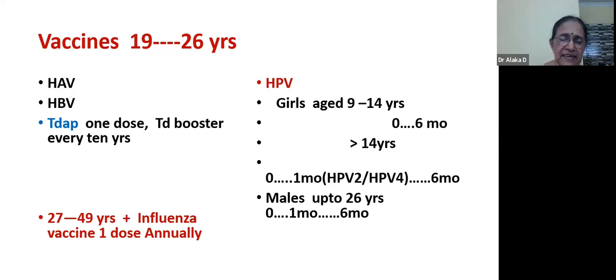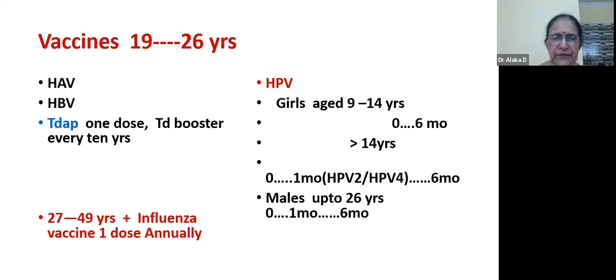People who are 27 to 49 years, all these vaccines have to be given. We hope that below the age of 26, they have received all these vaccines. If they have not, then at least HIV, hepatitis A, hepatitis B, Tdap, all this should be given. In addition, we should give influenza vaccine 1 dose annually.